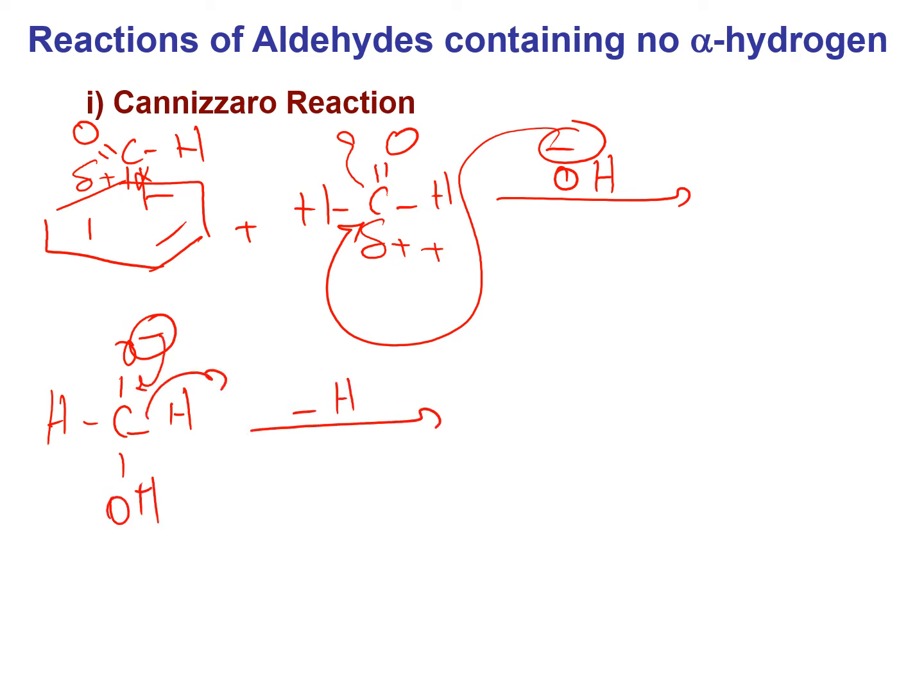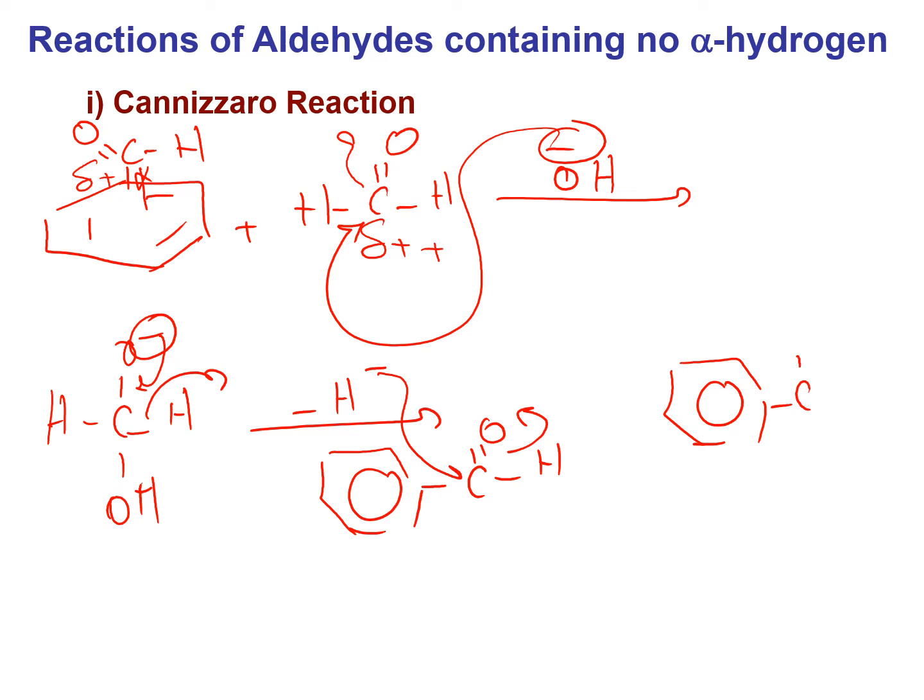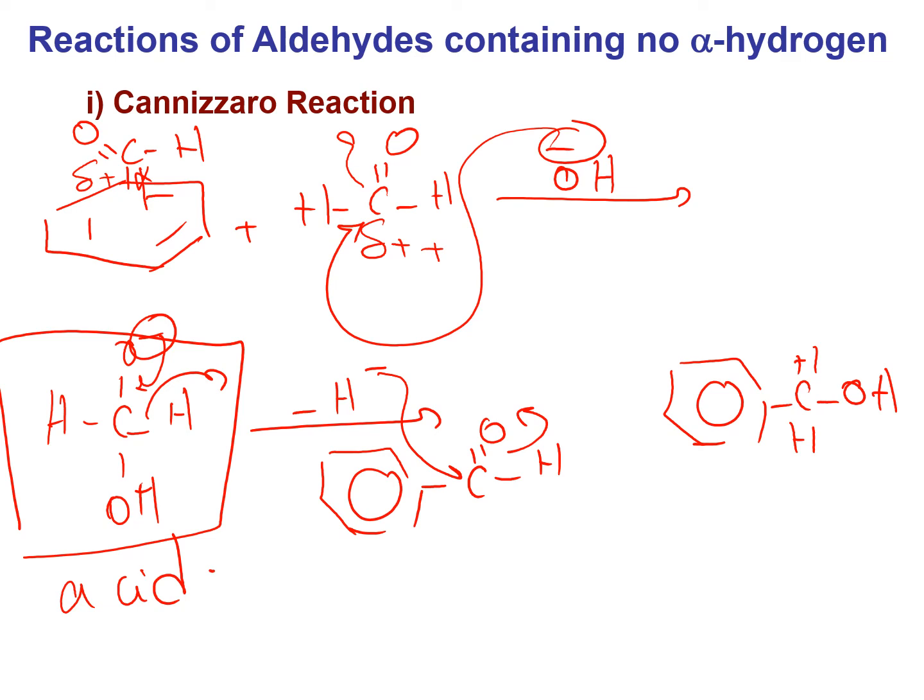Throwing away a hydride molecule, which will attack the benzaldehyde carbonyl, giving the alcohol. So the aldehyde that is more reactive is the one that will be converted into the acid, and the less reactive aldehyde will be converted into the alcohol. In other words, the aldehyde that has the more positive charge will be oxidized, while the aldehyde that has a less partial positive charge on its carbonyl will be reduced.